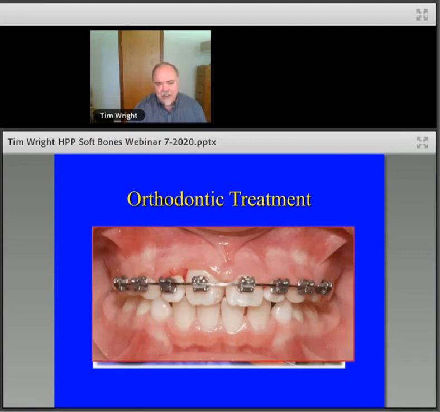Another thing to consider, I mentioned early on about getting cavities around these things. So everybody that I have in braces, I recommend they use a fluoride mouthwash and be meticulous in keeping this area clean around these brackets, which can be tough.